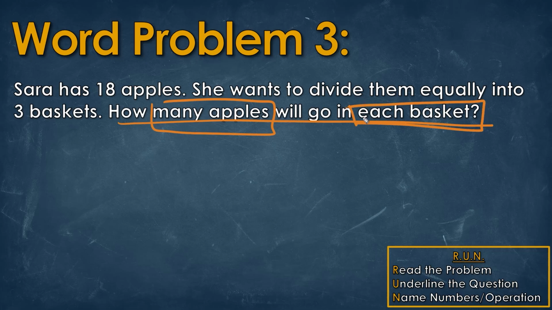Now we have a couple words that tell us that it is division. We have equally, we have each, and we have that word divide, which gives it away. So if Sarah has 18 apples, she wants to put them in 3 baskets equally. That means that we're going to have a total of 6 apples in each basket.